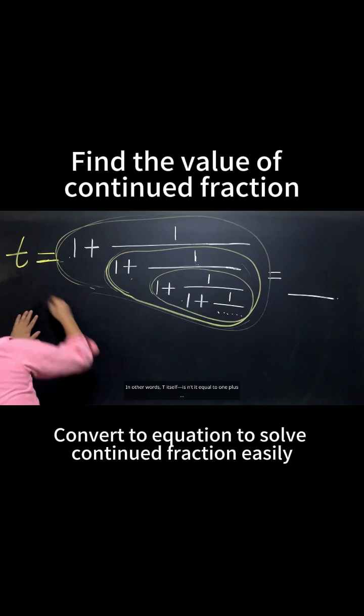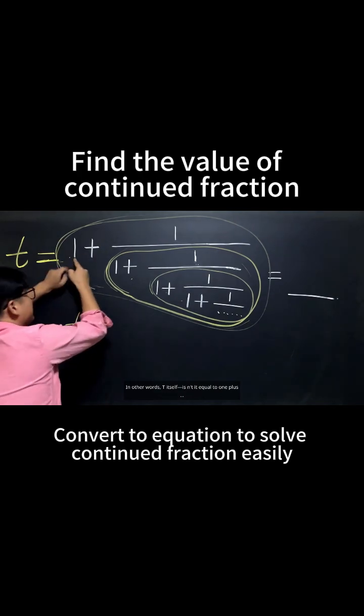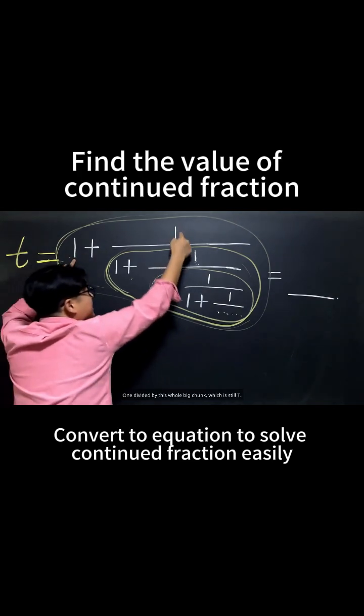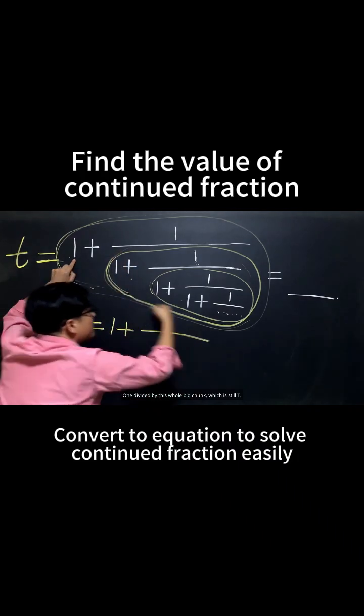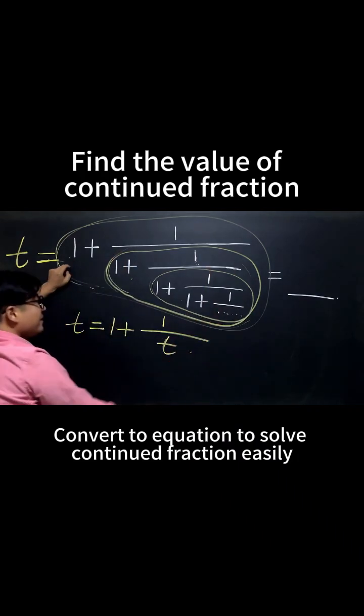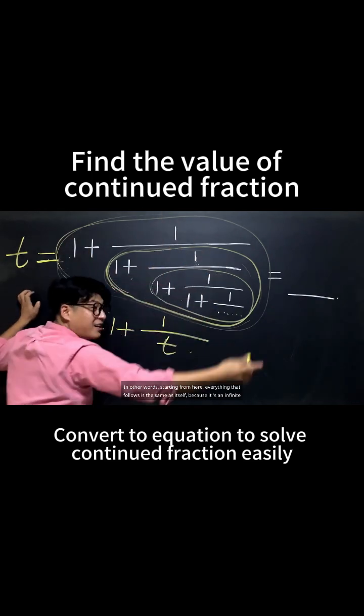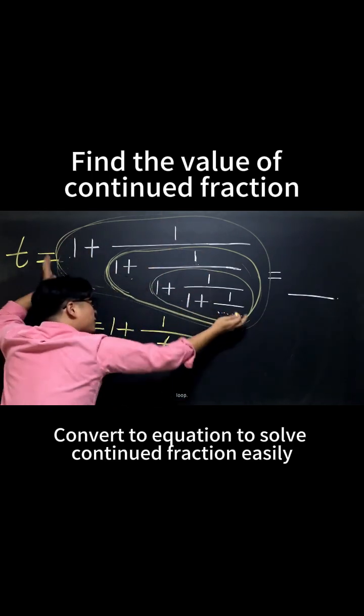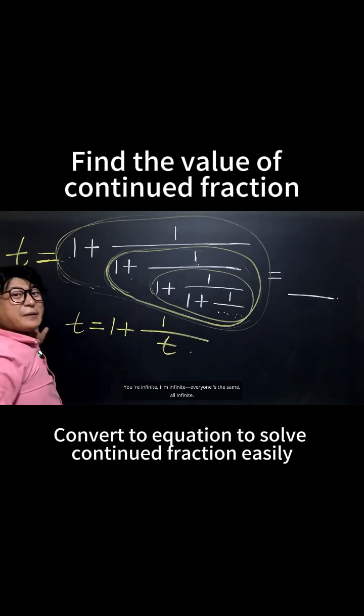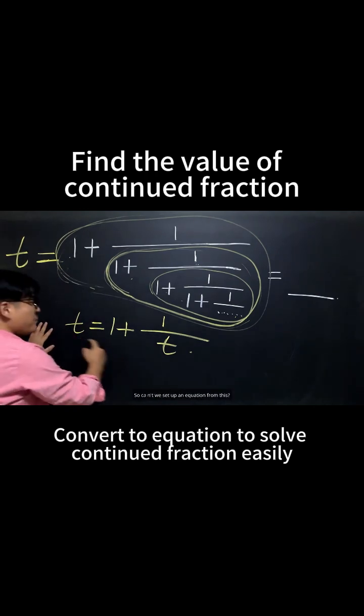In other words, t itself, isn't it equal to 1 plus 1 divided by this whole big chunk, which is still t? In other words, starting from here, everything that follows is the same as itself because it's an infinite loop. You're infinite, I'm infinite. Everyone's the same, all infinite. So can't we set up an equation from this?